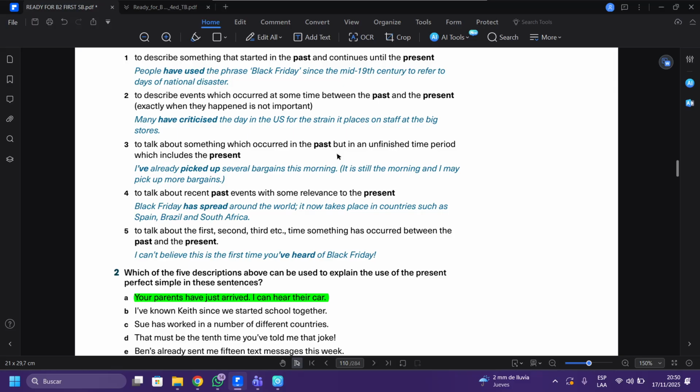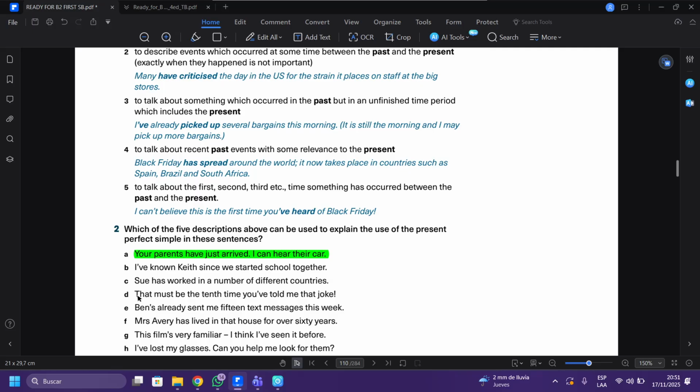Maybe number 5? Maybe number 3. Or number 4 as well, because it's a recent past event with some relevance to the present. Or number 3, to talk about something which occurred in the past, but in an unfinished period of time, which includes the present. It could be number 3. Yes. Letter C, number 3. Letter D.